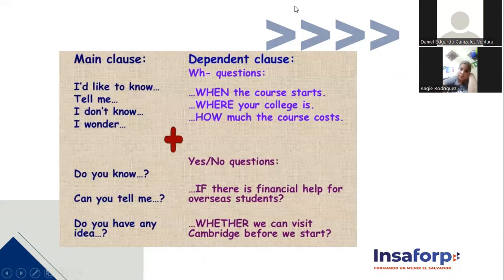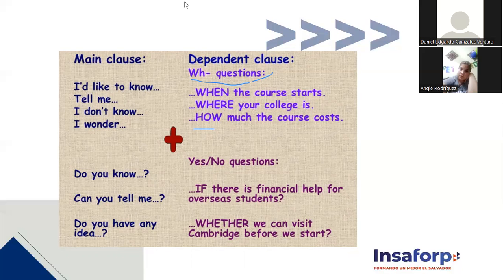These ones, okay? We have now main clause and independent clause. This is just a way to call them technically, but then at the end, same thing. We have this with WH questions, okay? And then WH questions, we use when, where, even how is included in the WH questions. We have some other expressions here. I like to know, tell me, I don't know, I wonder. And then we have the WH question. I like to know when the course starts.